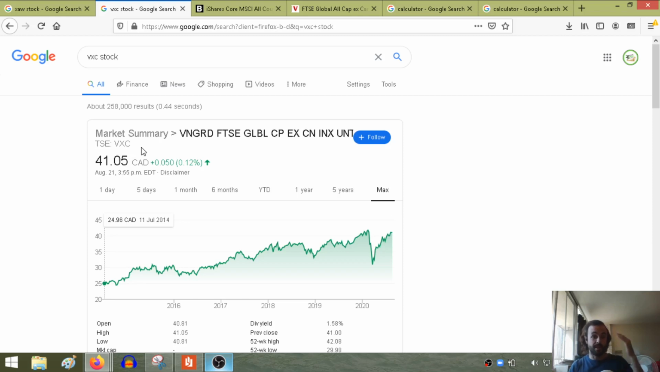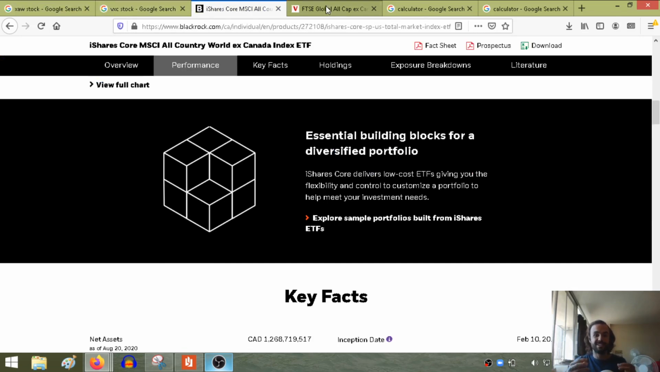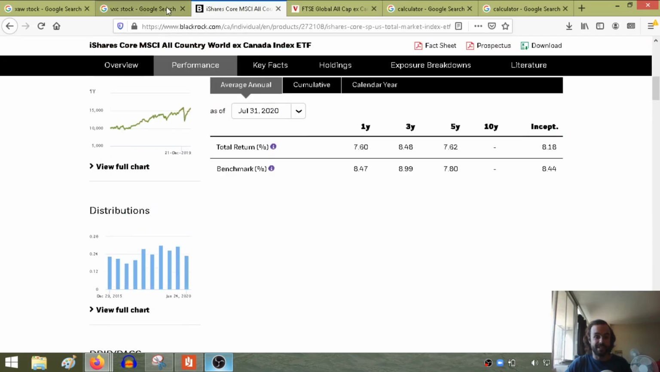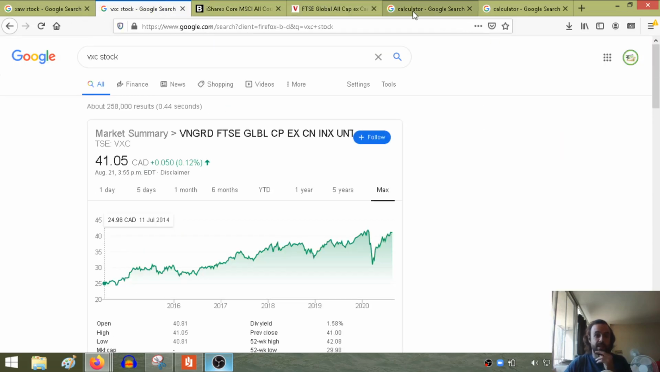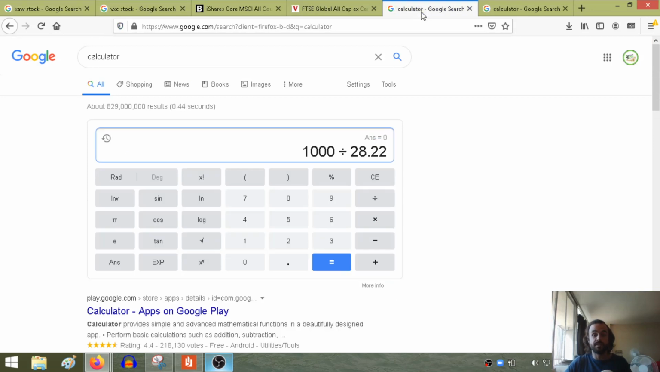Although XAW is paying dividends twice a year, VXC is paying it 4 times a year. However, the share price for XAW is about 2/3 of the share price of VXC, right? So you also have to put that into consideration. But basically, if you had $1,000 that you wanted to invest, 1,000 divided by the current share price would give you 35 shares.